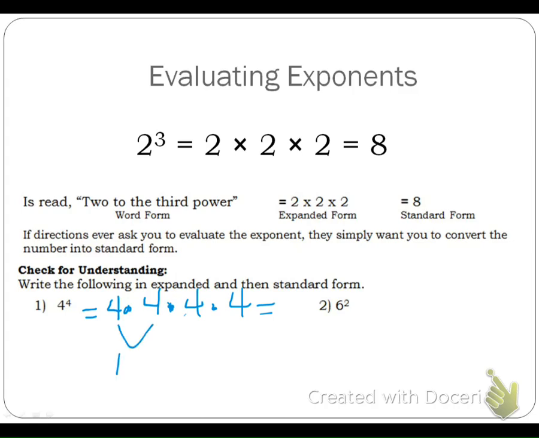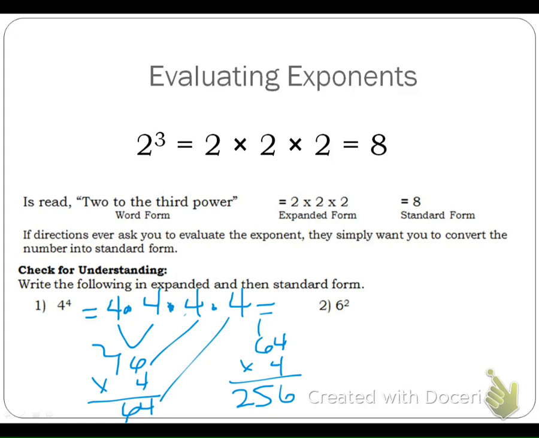4 times 4 is 16. Then you'd have to multiply that 16 times 4. So 4 times 6 is 24, carry my 2. 4 times 1 is 4, plus 2 more is 6, so 64. And then you'd have to multiply 64 times 4. 4 times 4 is 16, carry the 1, 24 is 25, so 256. You would not answer this by 4 times 4.